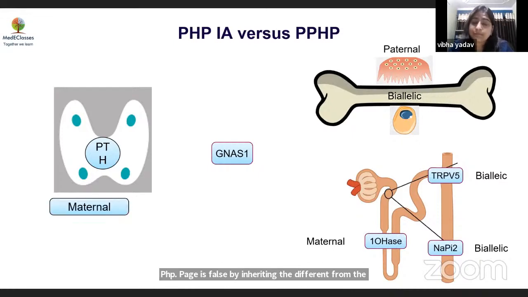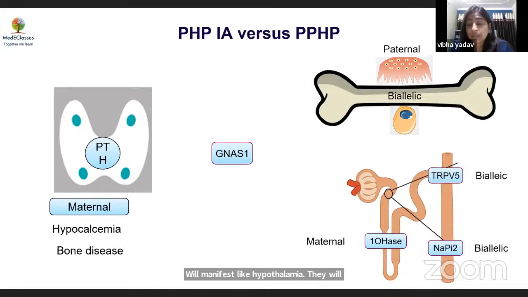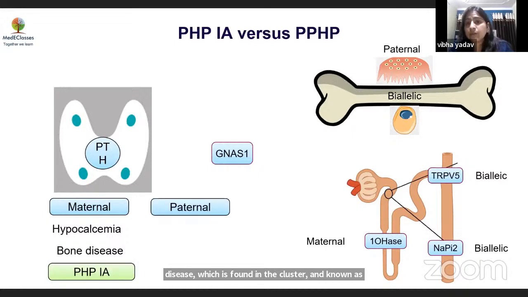And type 1A will manifest with hypocalcemia. They will have bony disease, which is found in a cluster and known as AHO, that is Albright hereditary osteodystrophy. On the other hand, pseudo hypoparathyroidism will only have bony manifestation. They will only have the AHO phenotype, and they will have normal calcium.